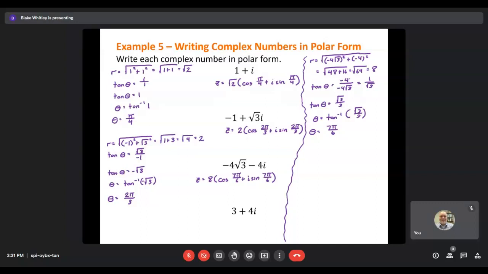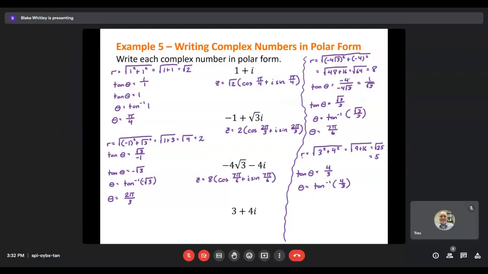All right, and then finally we've got 3 plus 4i. Again, let's find our r value first. That's going to be square root of 3 squared plus 4 squared. Square root of 9 plus 16, 25, and the square root of 25 should give us 5 this time. All right, now we'll find our theta. So tangent theta equals, b is 4, a is 3, so we get 4 thirds. So theta is equal to the inverse tangent of 4/3.